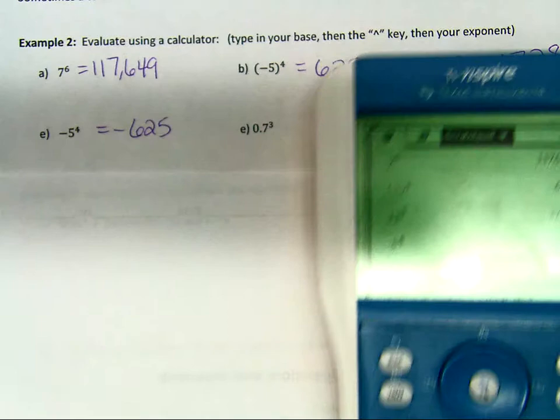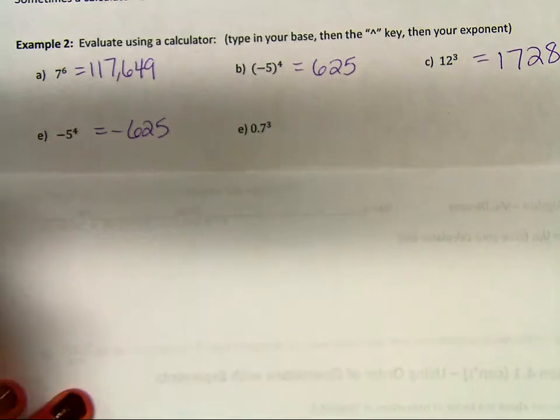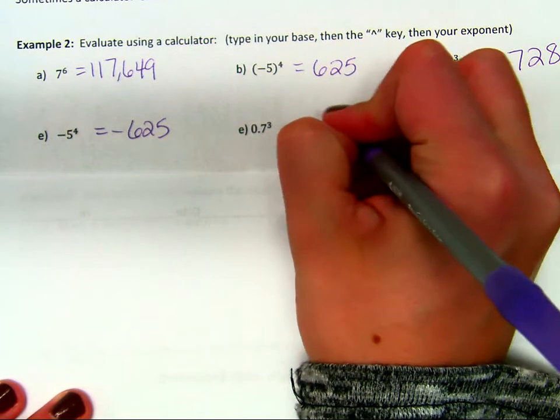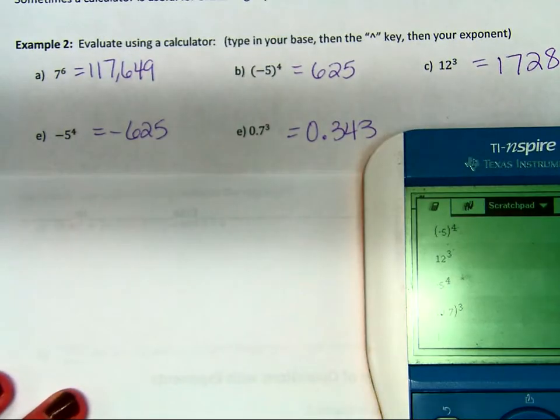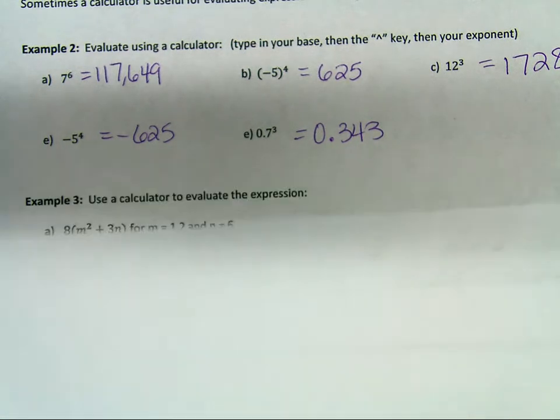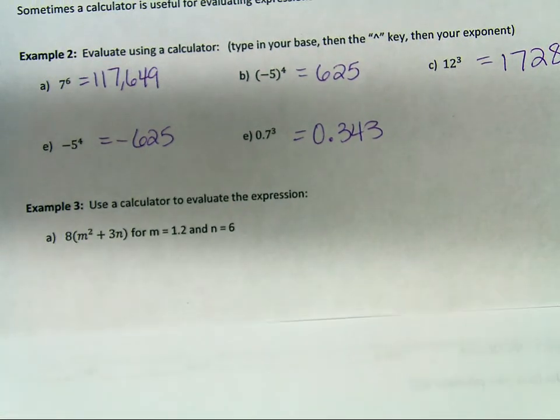Okay, and next I'm going to do 0.7 to the third. That gives me 0.343, 343 thousandths. Okay, so these I found using the calculator. And next I'm going to use the calculator to evaluate expressions.